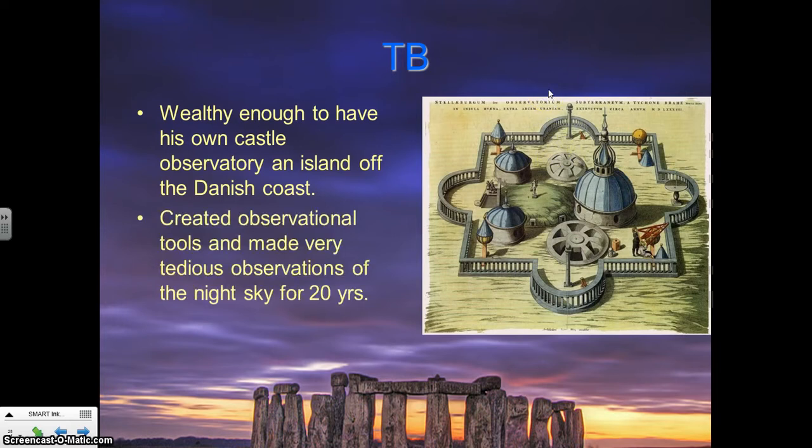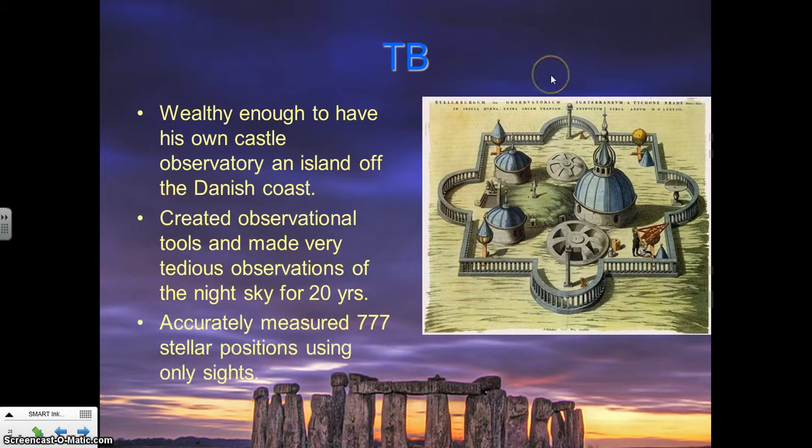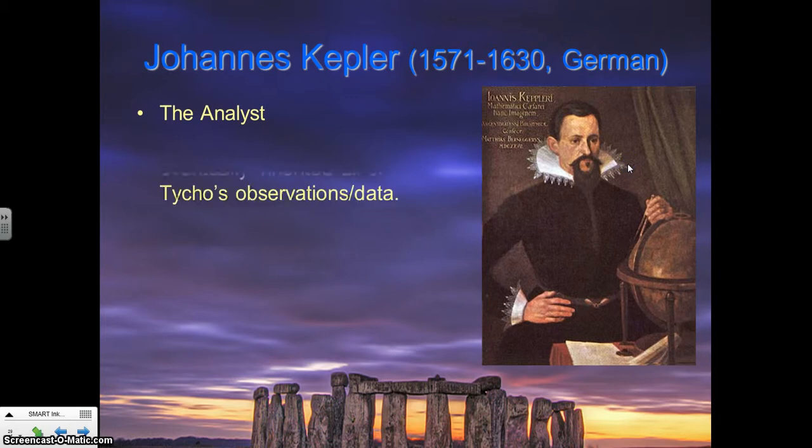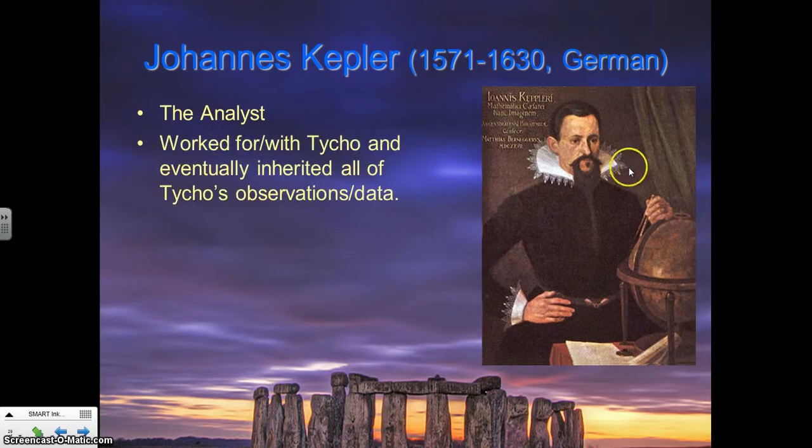So he had his own island and an observatory there, and he made lots of observations for about 20 years. He accurately measured a lot of stellar positions and created star catalogs, things to that effect. His understudy was Johannes Kepler, who's a little bit younger than him. He was a great mathematician from Germany. He came to work with Tycho Brahe. He was a great analyst.